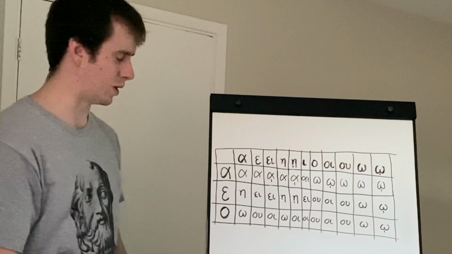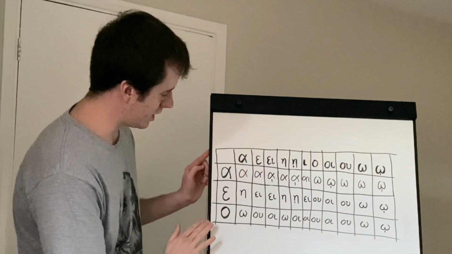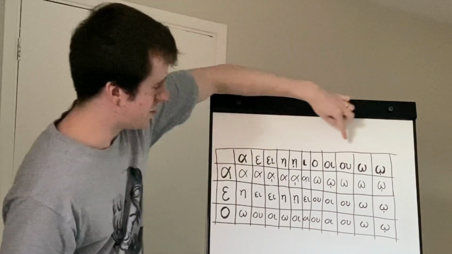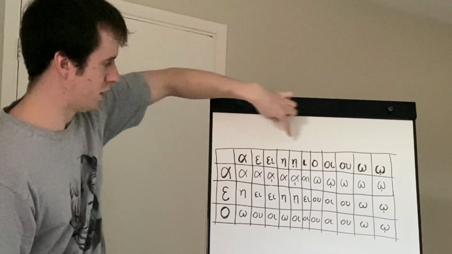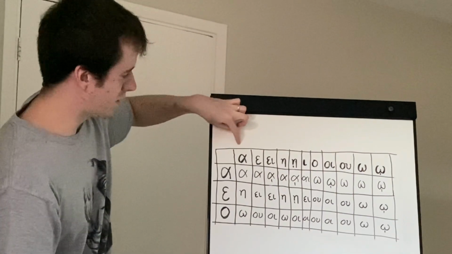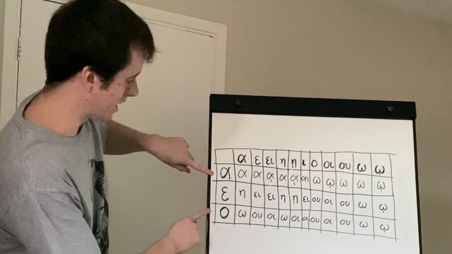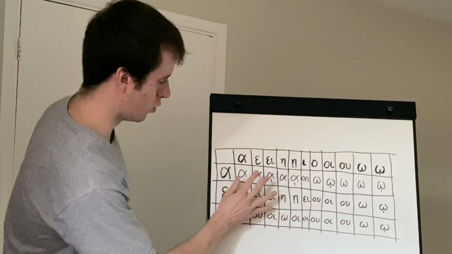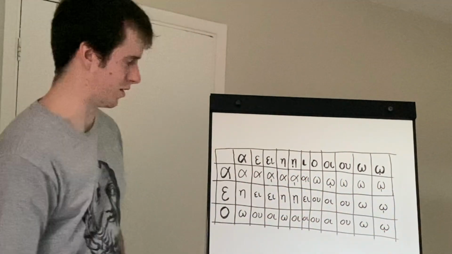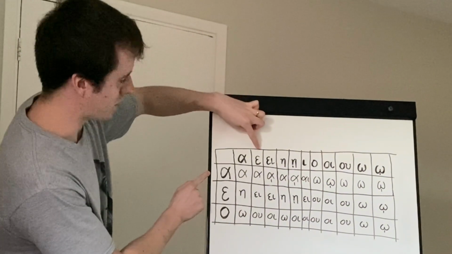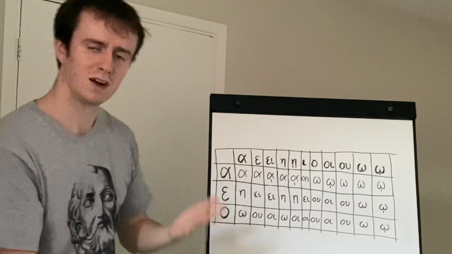So you can see how this works. You've got the contract vowels here, and you've got all of the possible vowels or diphthongs they may meet and then contract with here. So you start here, and then this is the vowel or diphthong that you're adding to this vowel. And here, in this section, are all of the resulting contractions. So alpha plus alpha makes alpha, alpha plus epsilon also makes alpha, and so on.